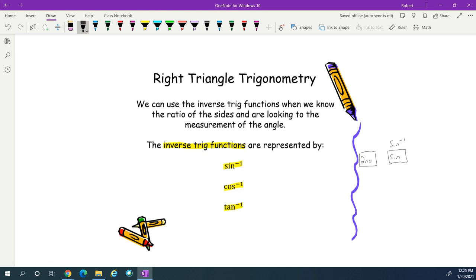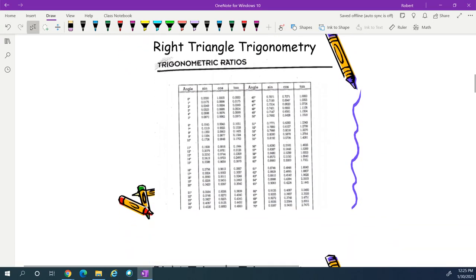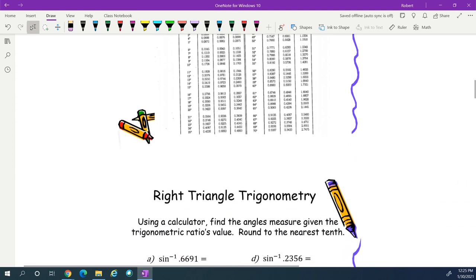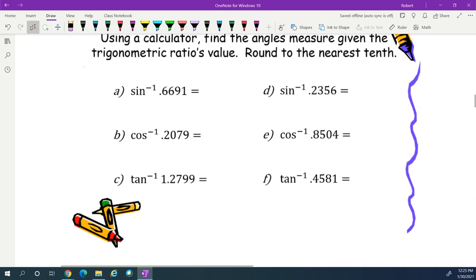Now we want to make sure we are using our calculator correctly, and then we're going to jump right into problem solving. So, again, the trig table, we talked about that in the last lesson. This is programmed into the calculator, so luckily you don't have to do it by hand. So here's what we're going to do. We want to make sure that we're using that calculator correctly.